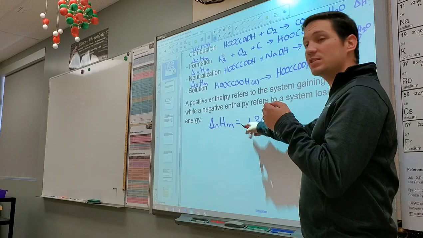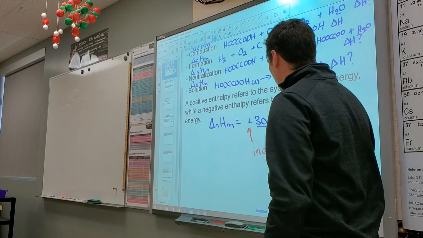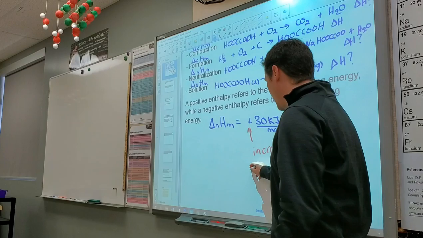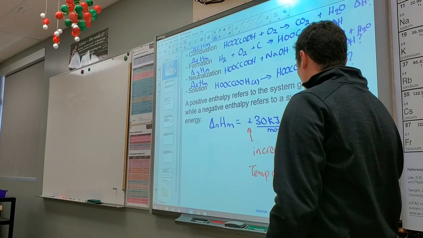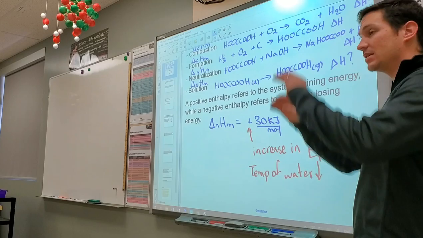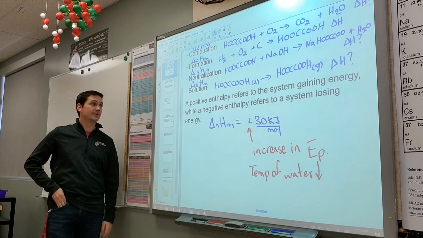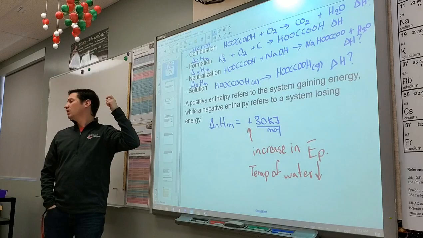Where could it gain energy from? Whatever is surrounding it, right? So if this was an aqueous solution, where would it gain its energy from? The water. Okay? So here, this represents an increase in potential energy. So that means the temperature of the water will go down. Hopefully that makes sense. Something's gaining energy, the other thing has to be losing energy. And the system is almost always surrounded by water, because it's something that we have abundantly available, and that's how chemical reactions mostly happen in aqueous solutions.